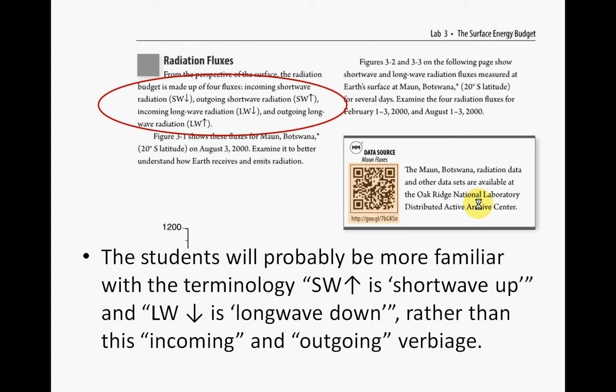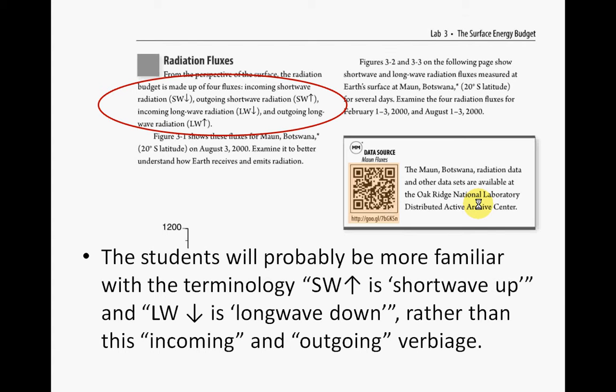Outgoing shortwave radiation would be SW up, the radiation that's escaping from the Earth and going up into space, and then long wave down is the long wave radiation coming from the sky down towards the surface of the Earth, and outgoing long wave radiation is the long wave up. And again, most textbooks don't usually say this incoming and outgoing thing. They usually just say long wave up, short wave down, and long wave down.